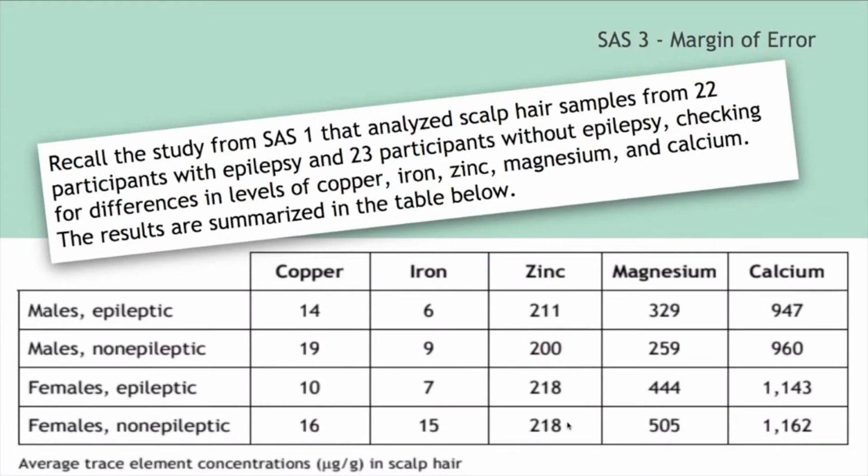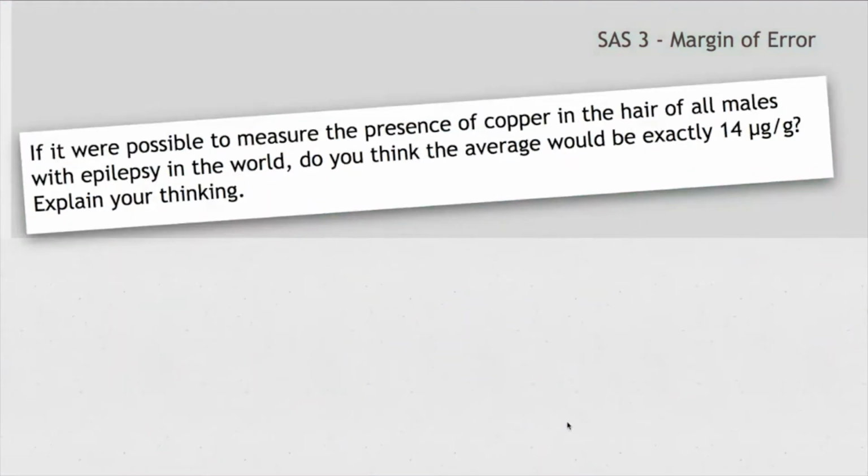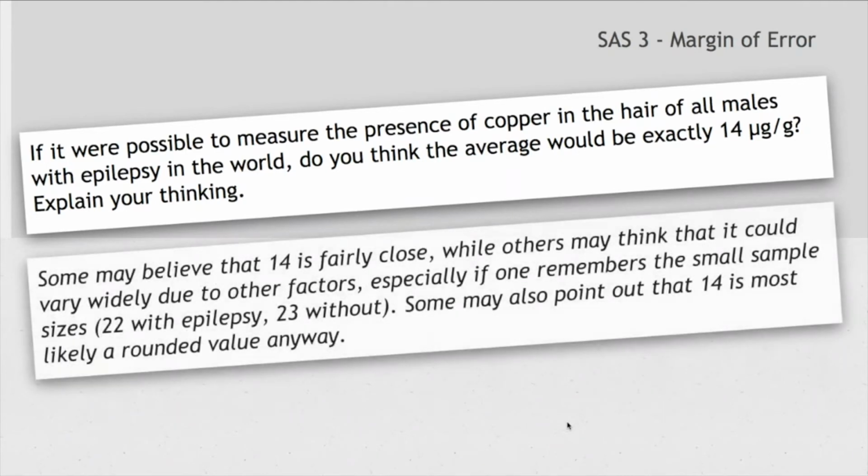22 epileptic participants. Is that a fair sample that represents the entire population of epileptics around the world? That's what you need to think about. And 14 is fairly close. Others may think it could vary widely due to other factors, especially if one remembers small sample sizes. Some may also point out that 14 is most likely a rounded value anyway. And you know what? That's possible. I think that is a good way to describe why it's probably not a large enough sample.